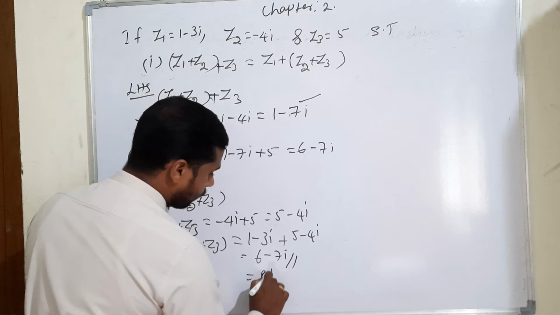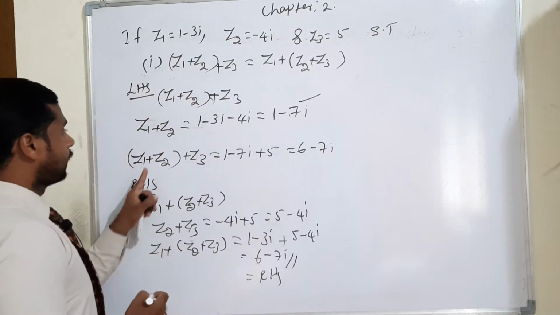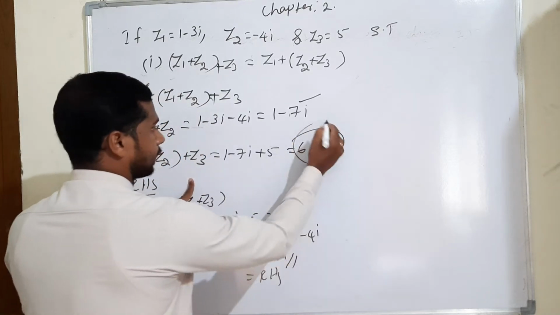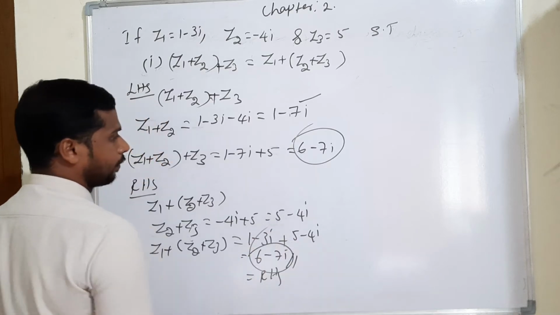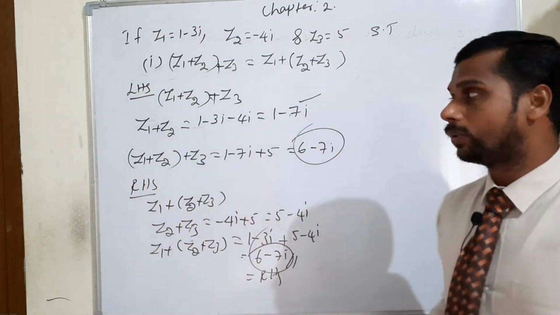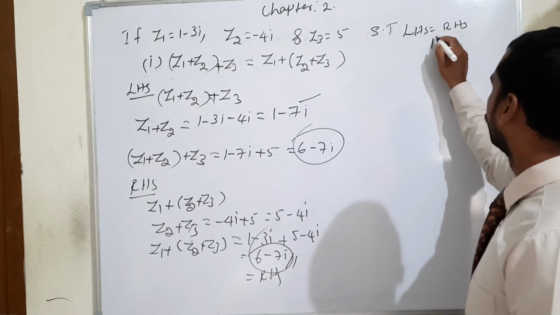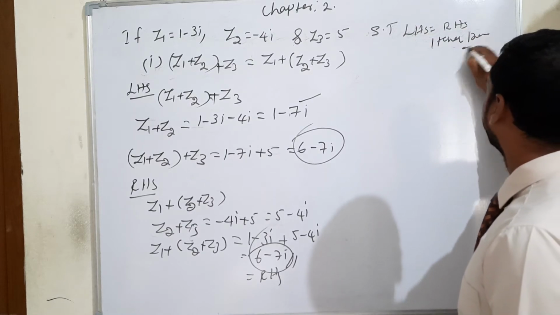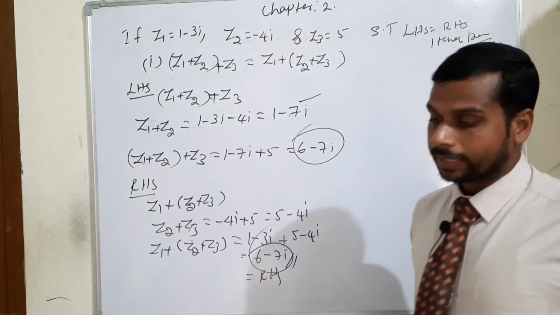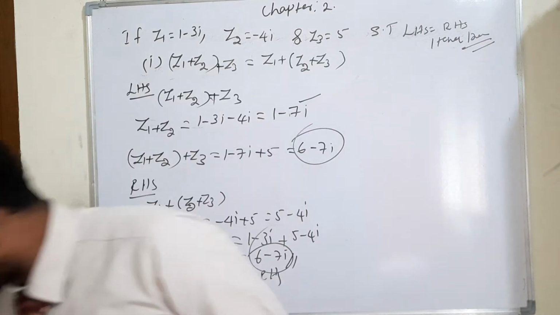See, this is RHS. Look at there, LHS value 6 minus 7i, RHS value 6 minus 7i. Therefore we can say LHS equals RHS. Hence proved. The first condition is clear. Moving to the second one, question number 1, subdivision 2.